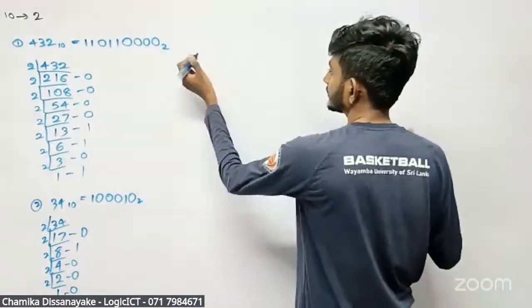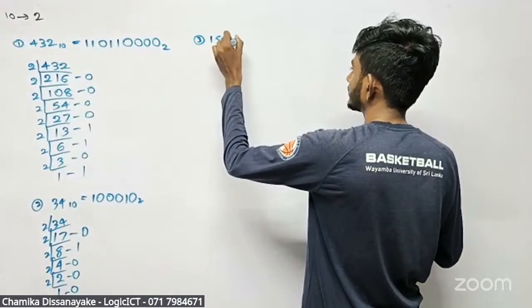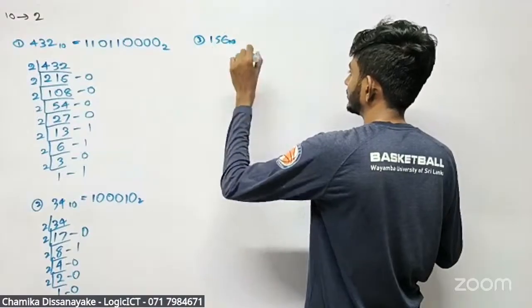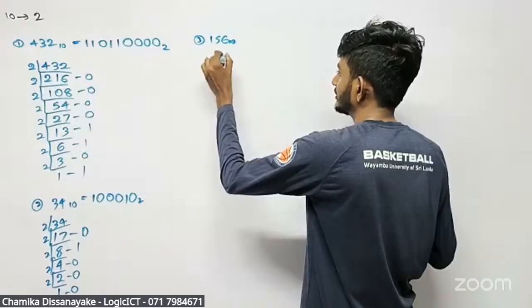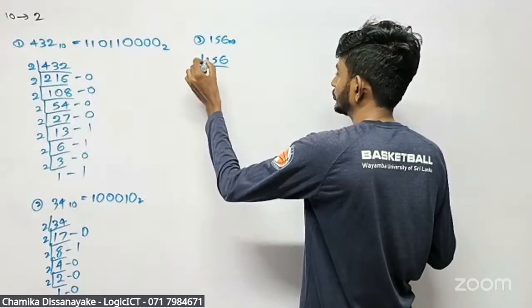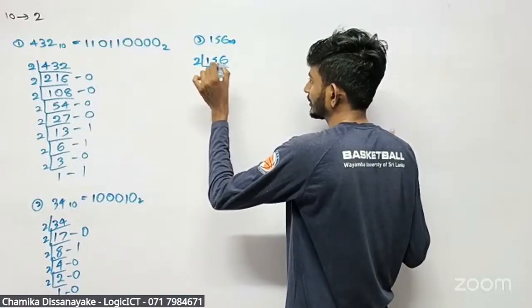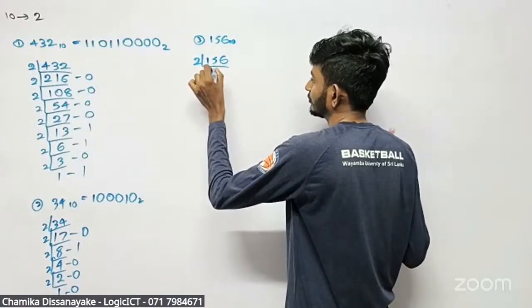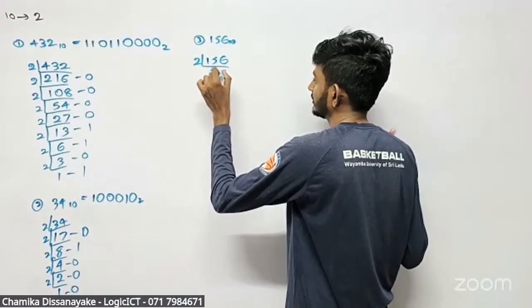156. Let's see, third one, 156. This is in binary, decimal form. Let's convert. 156 should be divided by 2. So here, for 14, we have 7, and here there is a 1, and for 16 there are 8.